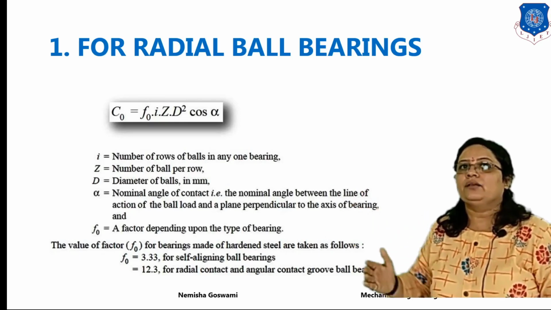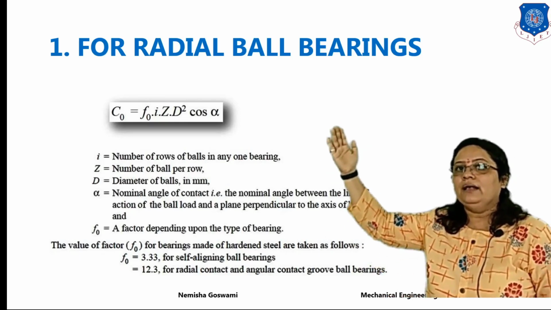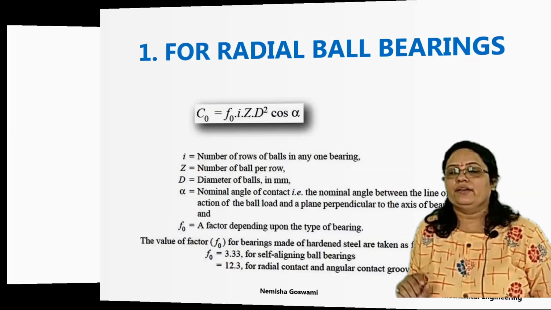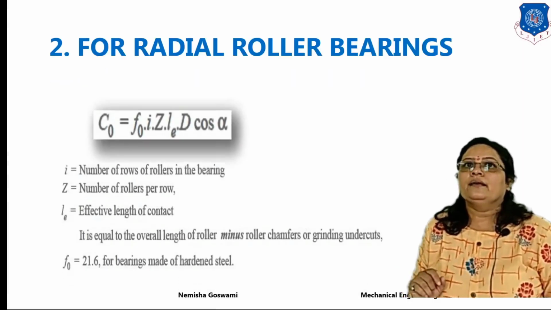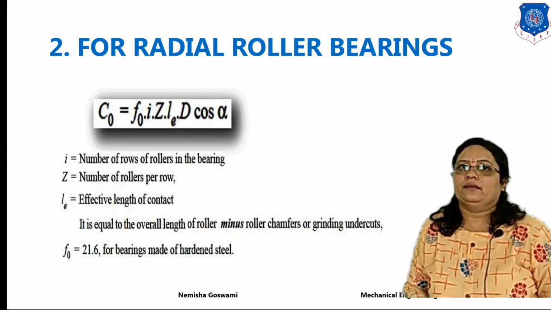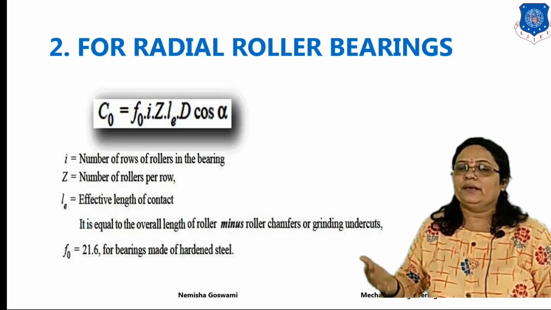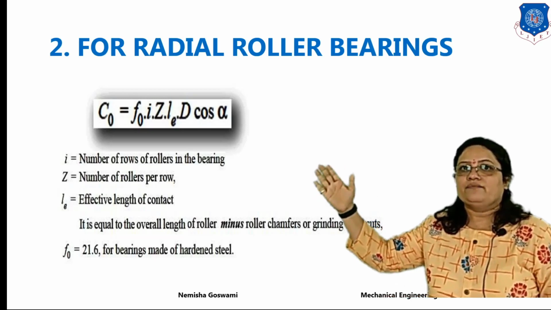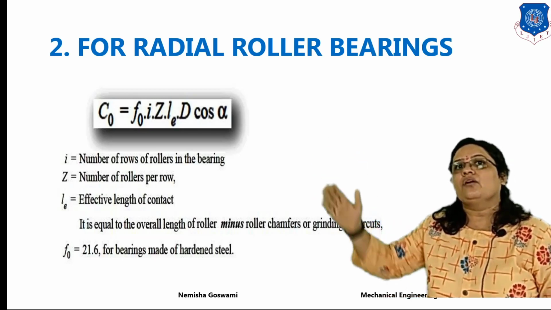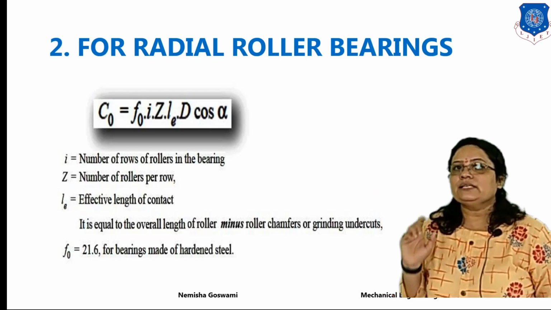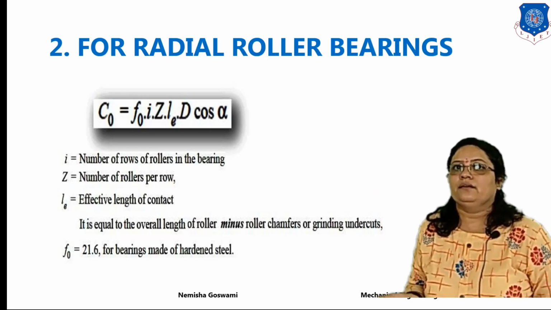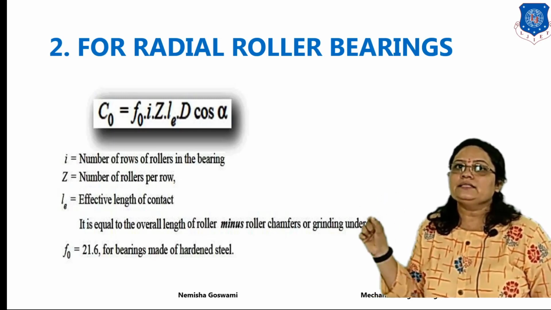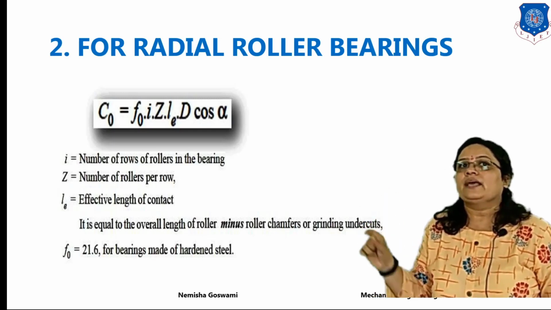So these are the particular formula, and these are the particular specifications of each and every term. Now for radial roller bearing, I have explained one for ball bearing and the second for your radial roller bearing. So C0 is equal to again F0 I Z LE cos alpha. F0 is the same as we have discussed in ball bearing. I is the same, Z is the same. But what is the LE? So LE is equal to your effective length of contact.